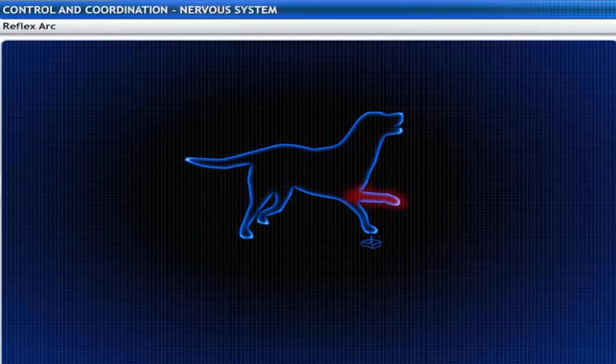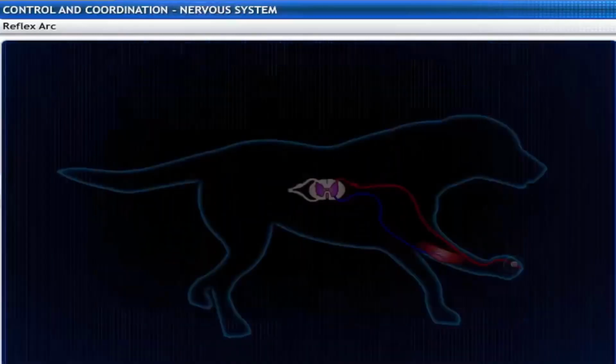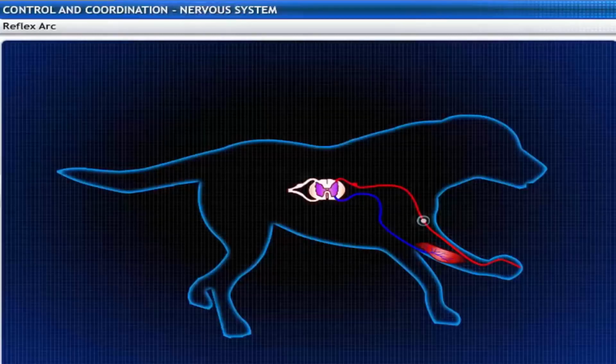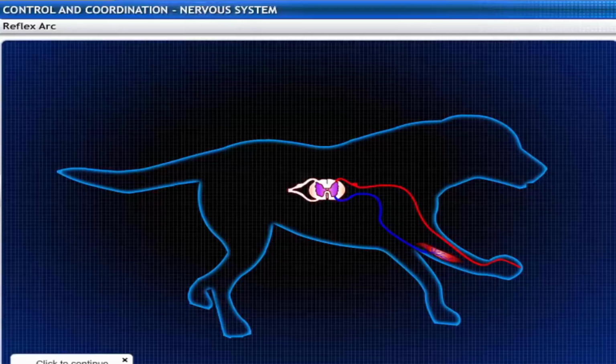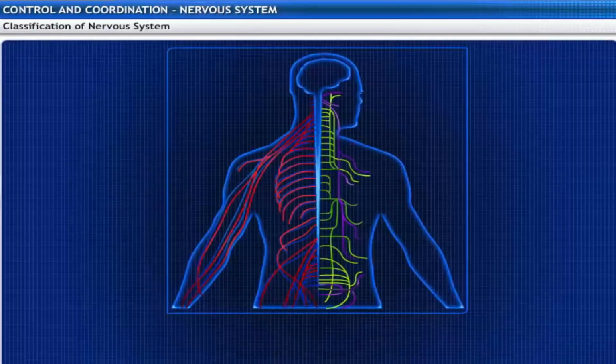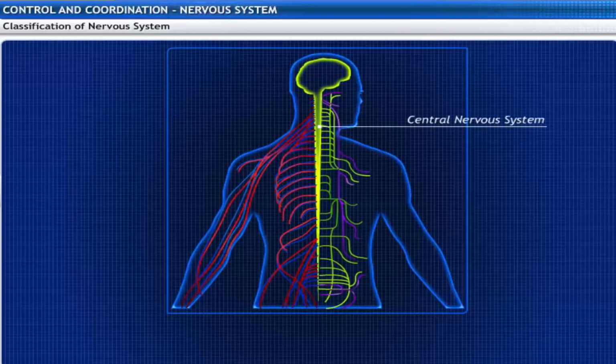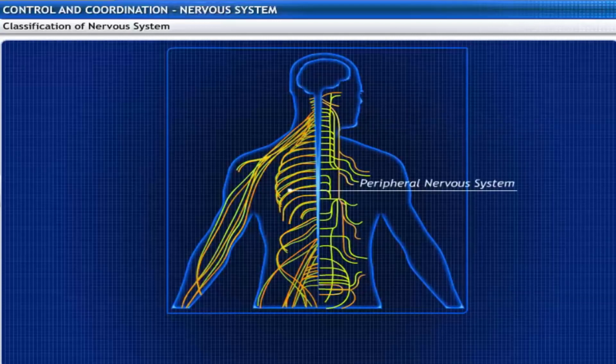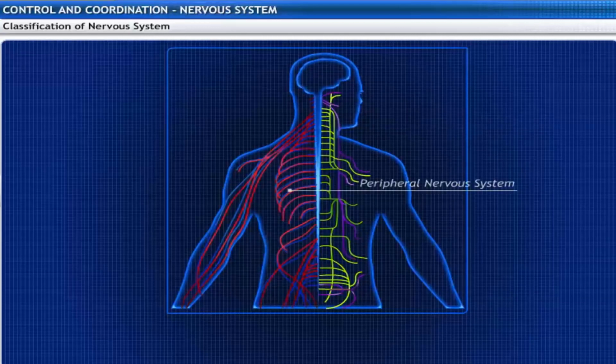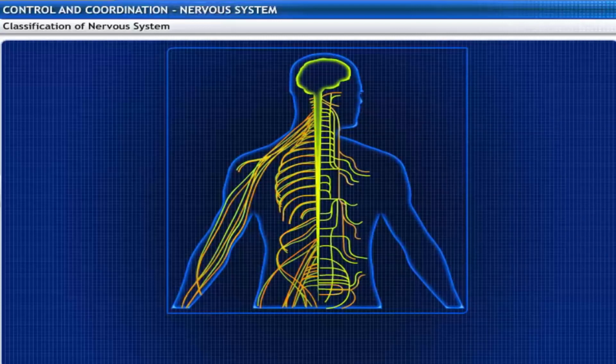Reflex arcs in animals have evolved because the thinking process of the brain is not fast enough or as evolved to efficiently function for quick responses. The nervous system is divided into two systems, the central nervous system and the peripheral nervous system. Both these systems are connected and function together.